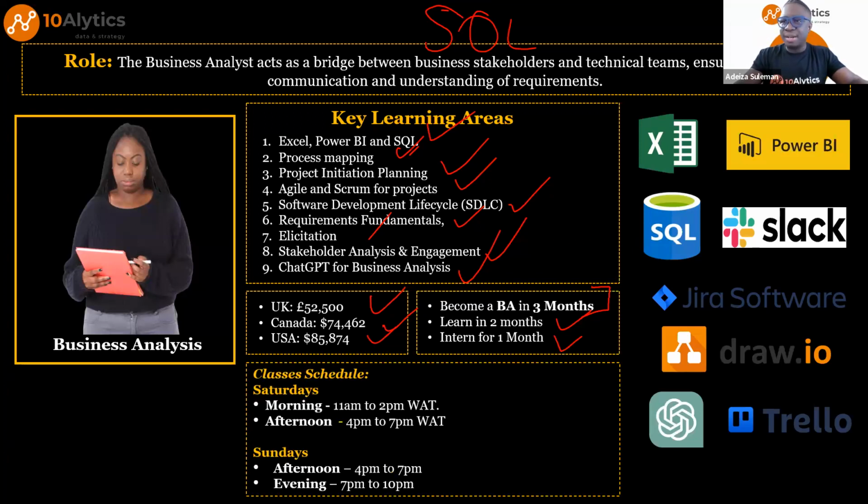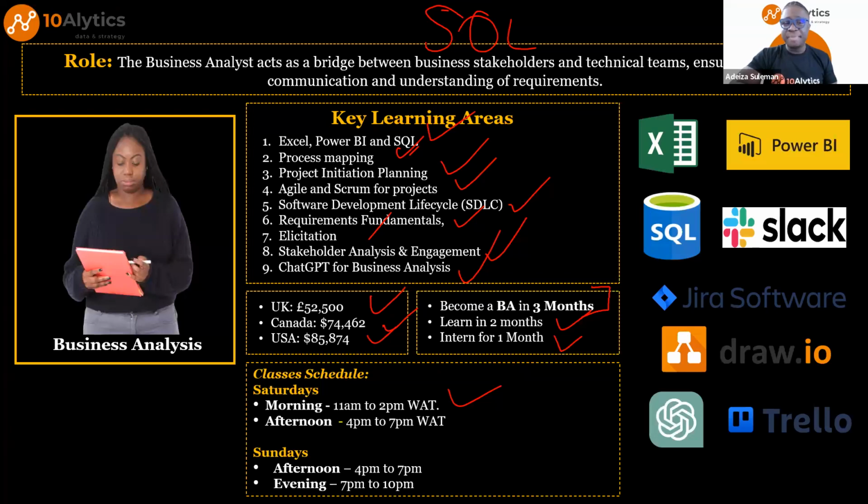And how would you learn with us at Tenalytics? For the business analysis program, you have classes on Saturdays and Sundays. Saturdays, we have 2 different classes, depending on your region or depending on where you are joining from. For example, if you are joining from somewhere in Africa, West Africa, joining from somewhere in the UK, somewhere across Europe, you have similar time zones, all right? So your class starts 11 a.m. to 2 p.m.